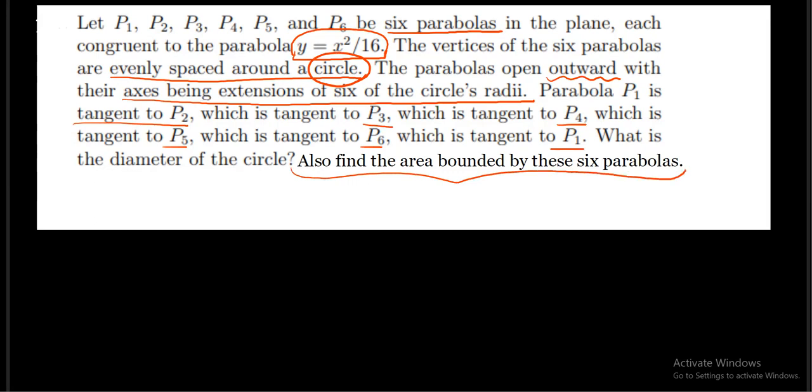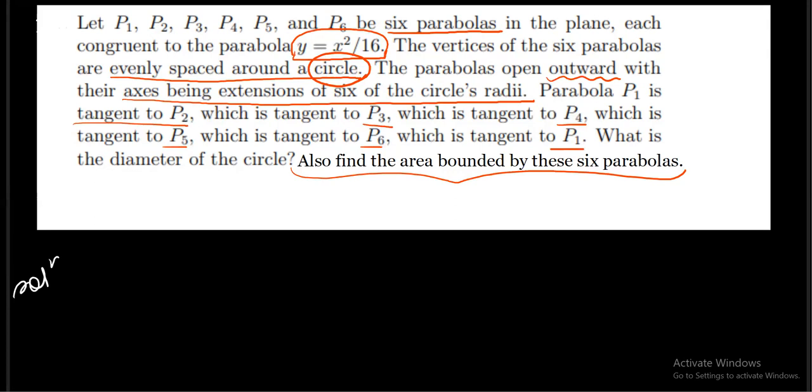Between these 6 parabolas you will get a bounded region, and we have to find out the area of that region. Obviously, in the last part of the question, we don't have to consider the circle because the circle is just a supportive 2D figure that they have provided us, with whose help you will construct the parabolas by taking the vertices on that circle. And after that, the first part says that you have to find the diameter of the circle. In the second part you just have to find out the area bounded by the parabolas. Okay? Let's start solving the question.